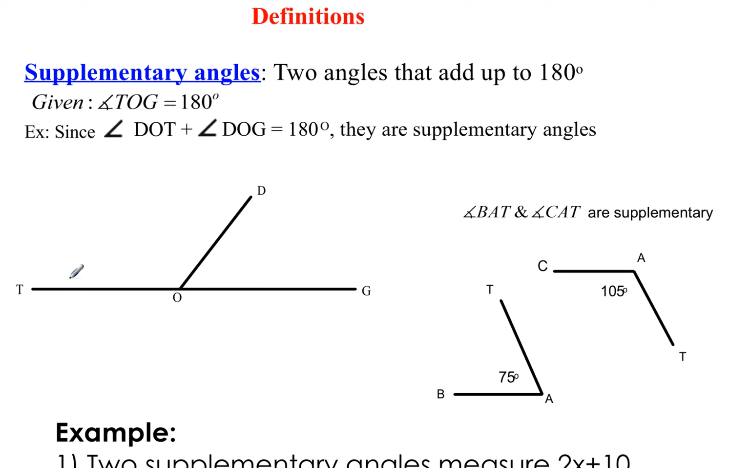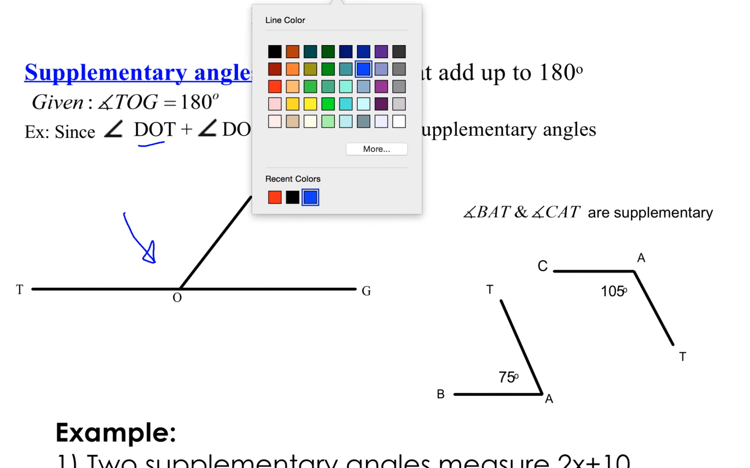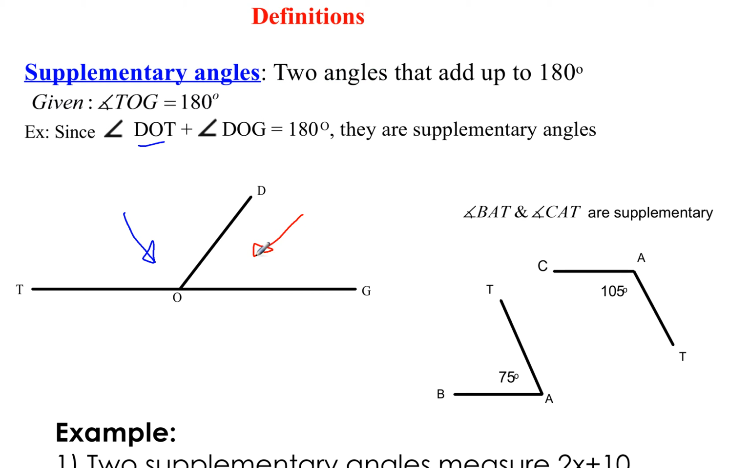I have angle TOG, which is a straight angle or a straight line. Remember, angle TOG is equal to 180 degrees, and angle TOG is made up of two angles. It's made up of this angle here, which is angle DOT, and this angle here, which is angle DOG. So since angle DOT plus angle DOG are equal to 180, we say that they are supplementary angles.